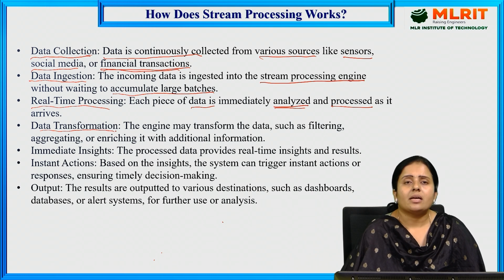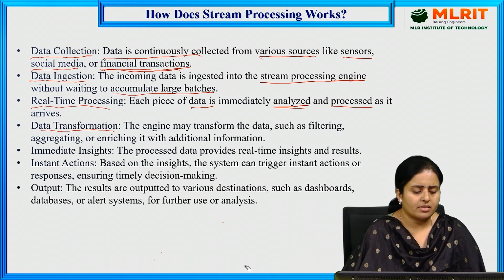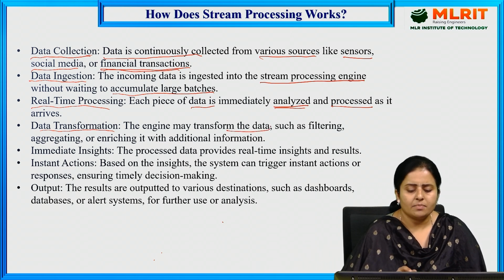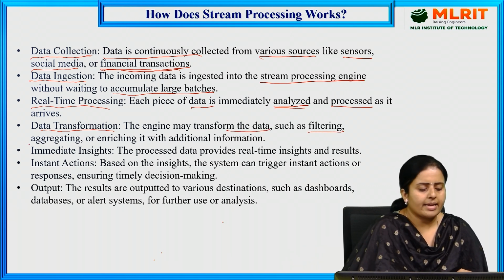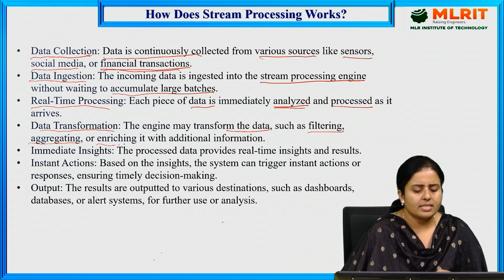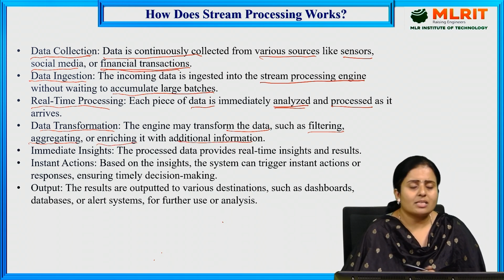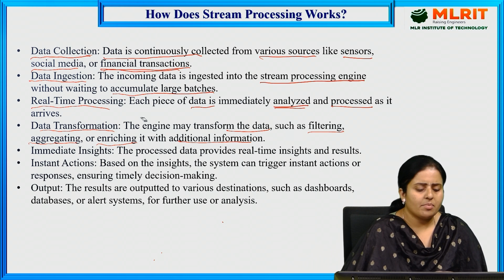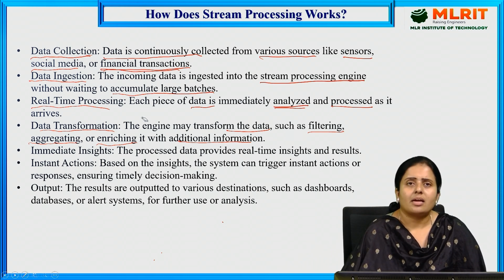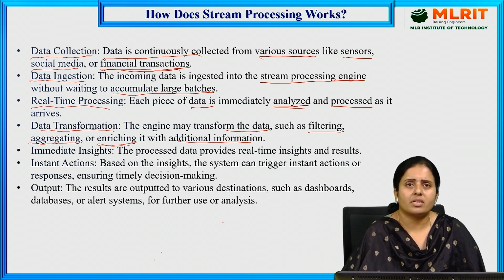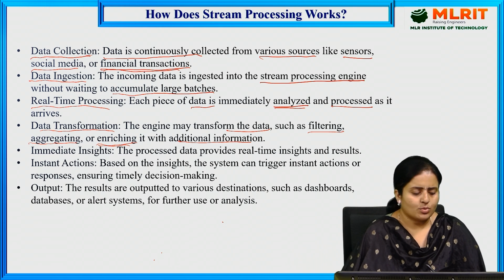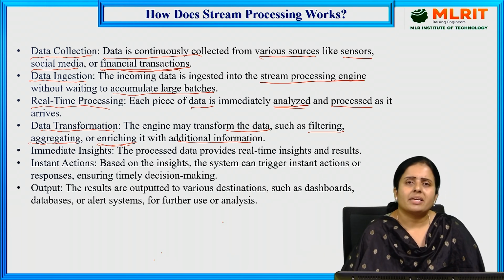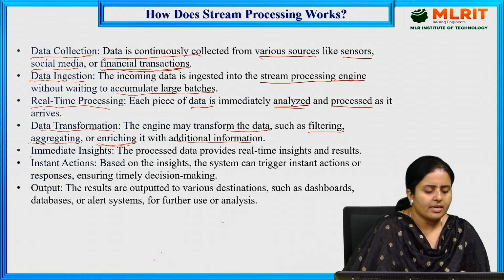Data can be found in multiple forms, right? Not only one particular form, we can find multiple ways. So the engine may transform the data, such as filtering the data, aggregating with some functions, or enriching it with additional information. As the data we are getting from real-time processing, there may be chances of filtering or aggregating it, or we can add some additional information which is necessary for that data. We can add that as well.